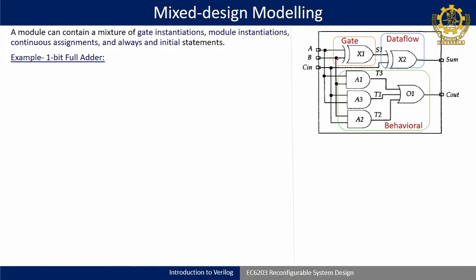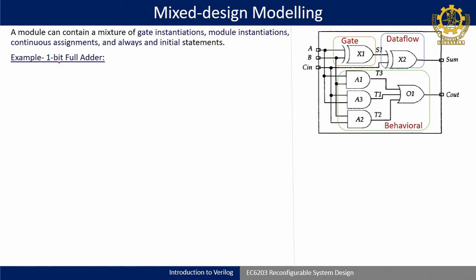What we can do is, the designer has to decide which block of the design he will take as gate level, data flow level or behavioral level. So in this diagram, I have taken this XOR to use in gate level modeling with primitive gates, this one as data flow modeling, and this as behavioral level modeling. Understood? So for that we have to write the code.